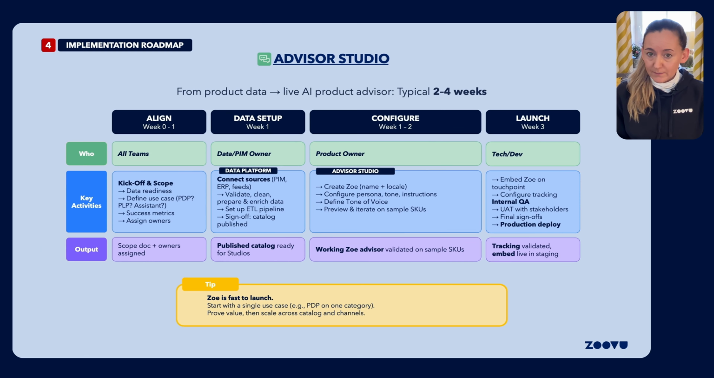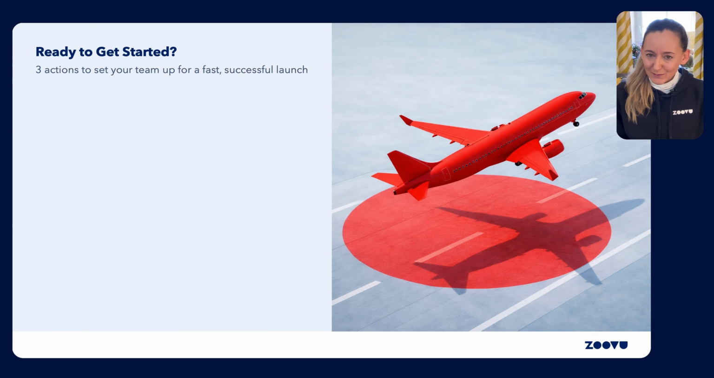Same structure, but building Zoe AI chat moves faster, typically 2 to 4 weeks from product data to a live AI chat advisor. Align on the use case, get the data ready, configure Zoe's persona and tone of voice, and then embed and launch. The smartest way to start here is one use case to prove the value and then learn and scale.